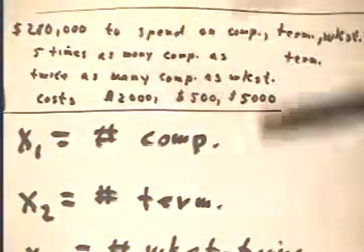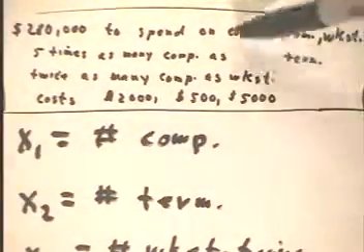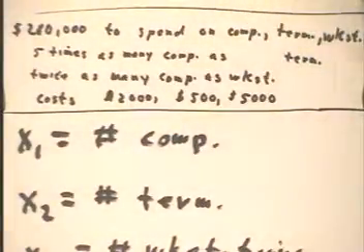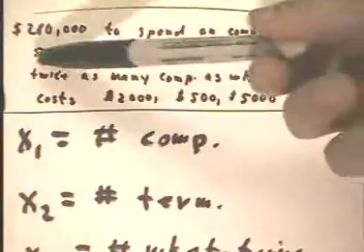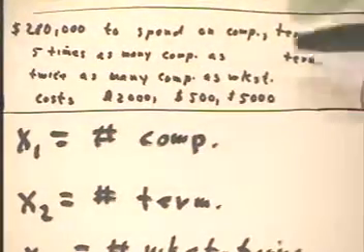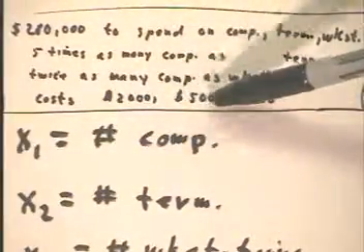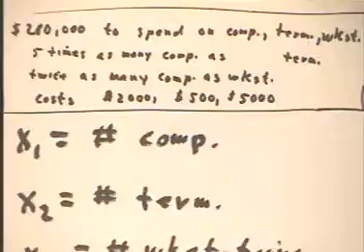Here we're trying to solve the following problem. We have $280,000 to spend on computers, terminals, and workstations. We have the restriction that we want to have 5 times as many terminals as computers, twice as many workstations as computers, and computers cost $2,000, terminals $500, workstations $5,000.